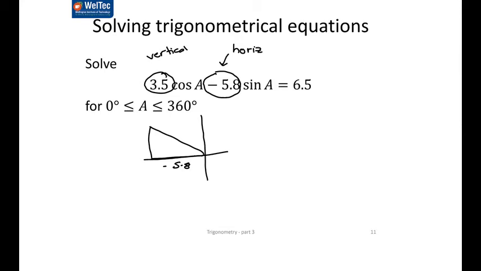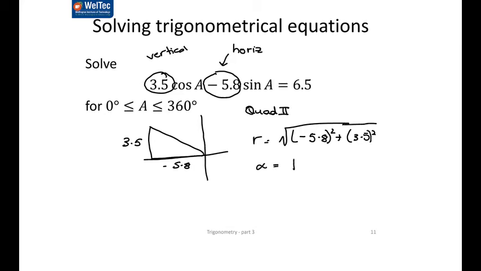Then you've got a positive vertical of 3.5. So you can see then you're in the second quadrant. So we're in quadrant 2. So R is equal to the square root of, now it doesn't matter actually that is negative 5.8. And alpha is inverse tan of 3.5 over negative 5.8.